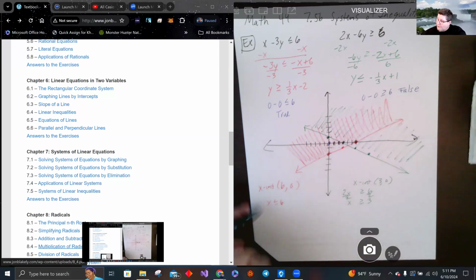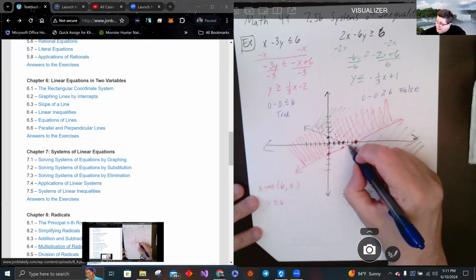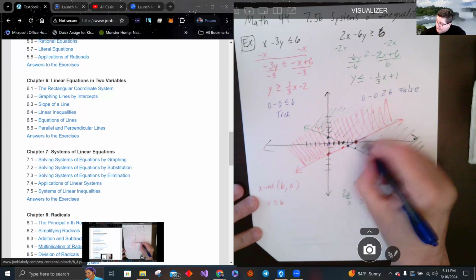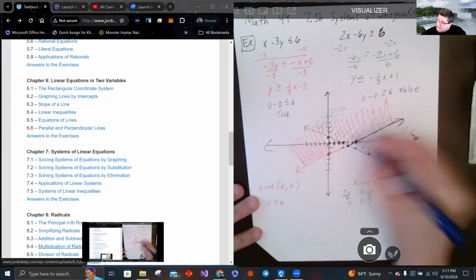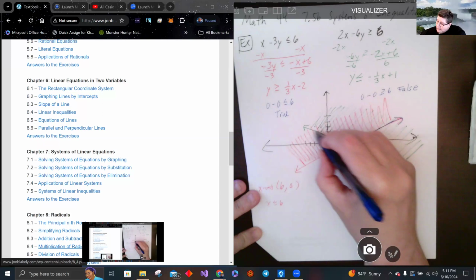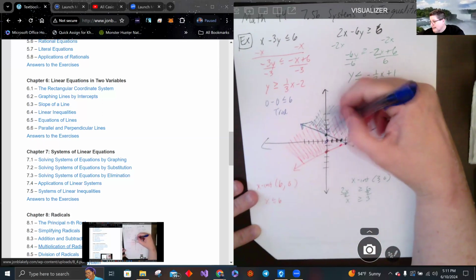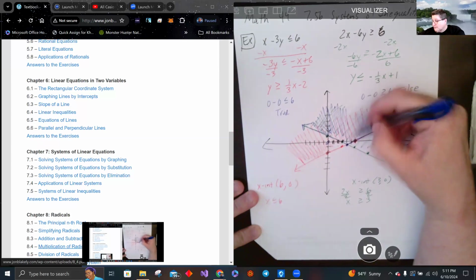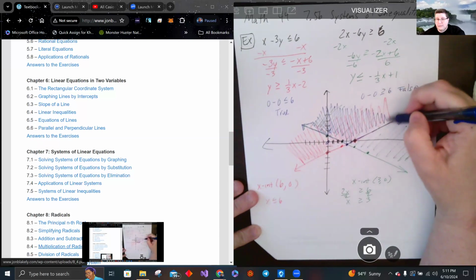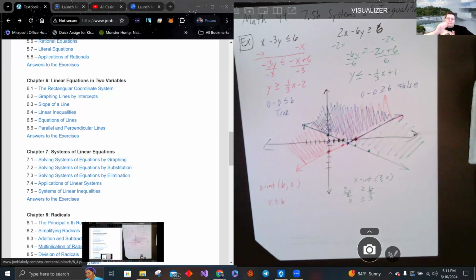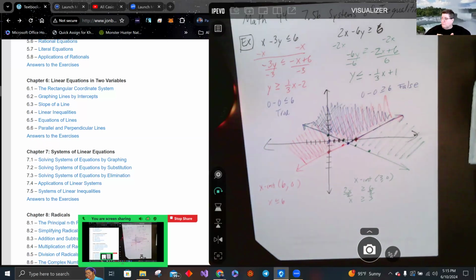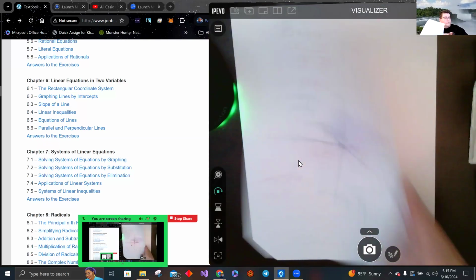The region of overlap is the line from this point of intersection and that line to that point of intersection, and everything up in here is the solution. Okay. All right. So next problem.